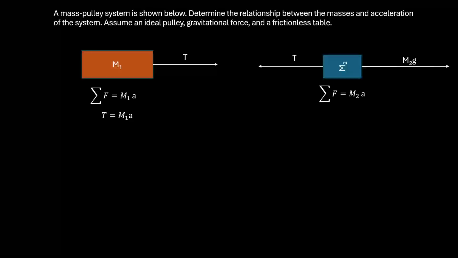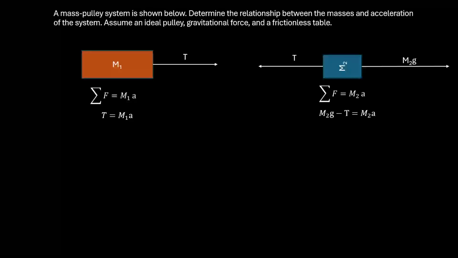Please be sure to separate these. Do not do M2A plus M1A. You're jumping too many steps if you do that. It will just be M2A if we are just looking at this over here. So the sum of forces on M2 would be, once again, we consider the downward or the rightward to be positive. So it would be M2G minus T, negative tension because it's pulling the opposite direction, equals M2A.